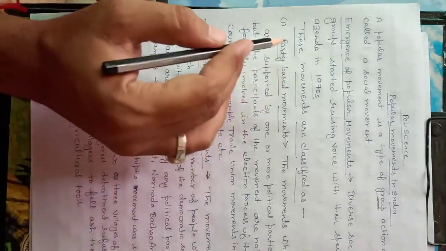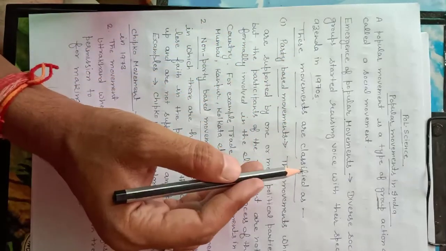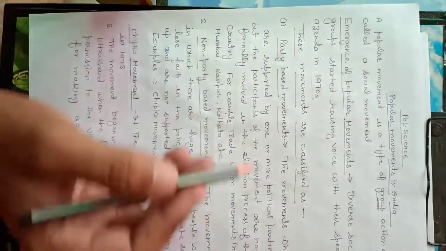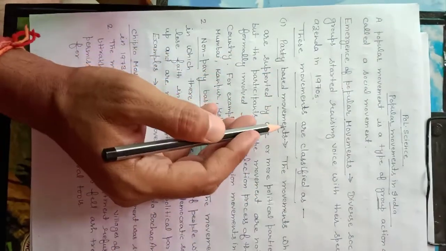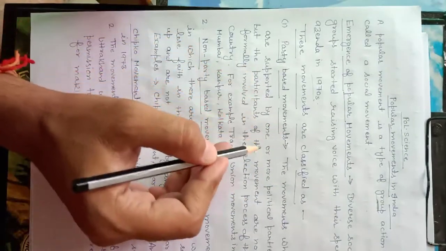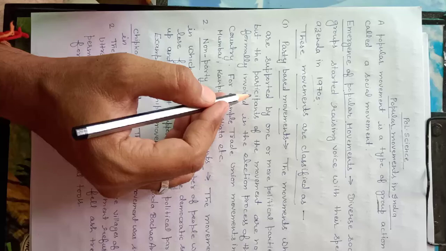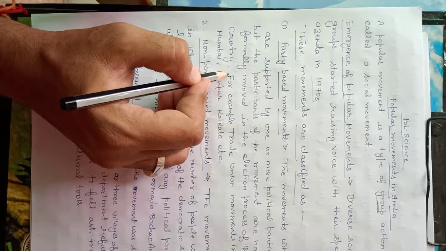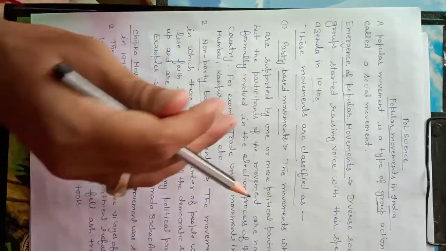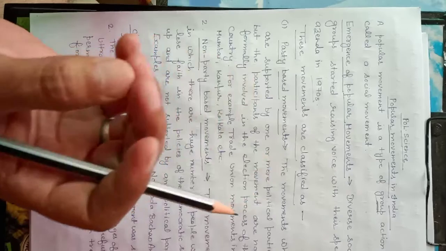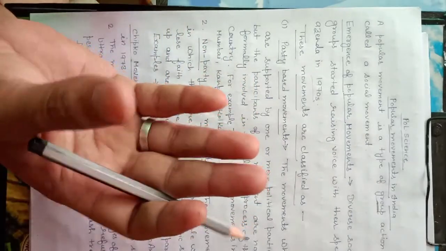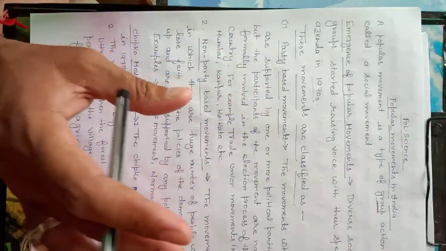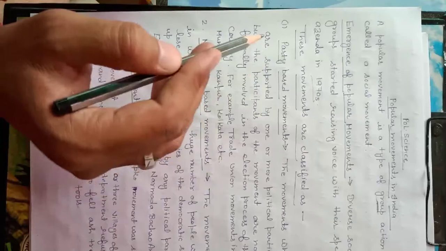So first of all, these movements are classified in two parts. First one is party based movement and second one is non party based movement. Let us discuss one by one. The first one is party based movement. The movements which are supported by one or more political parties, but the participants of the movement are not formally involved in the election process of the country. This is known as party based movement.